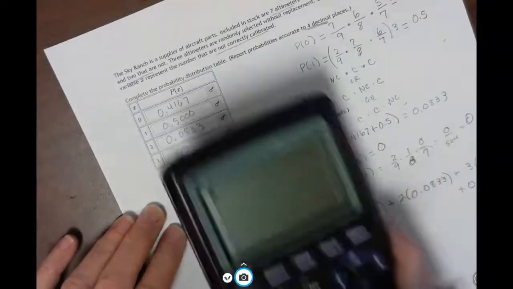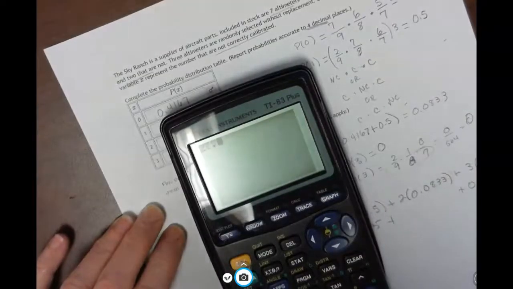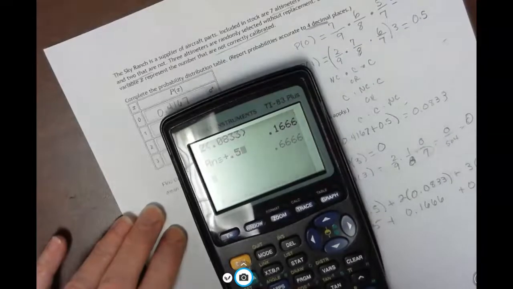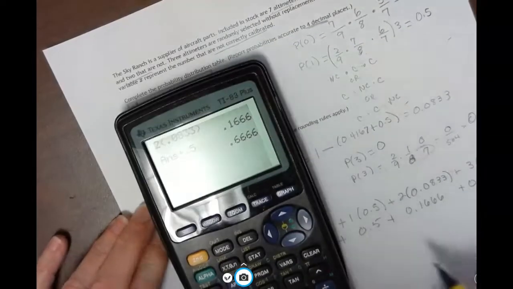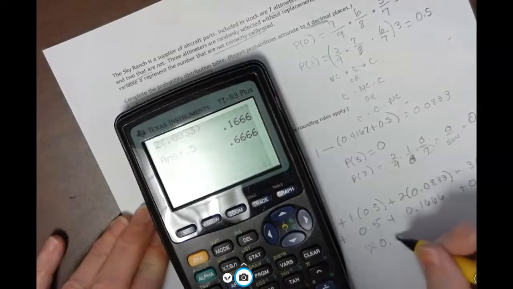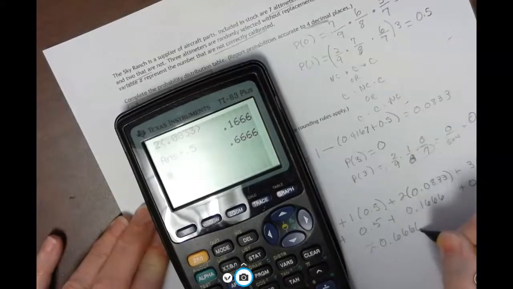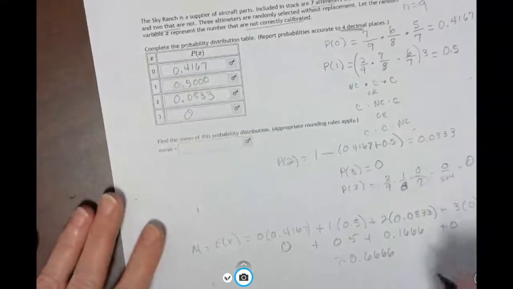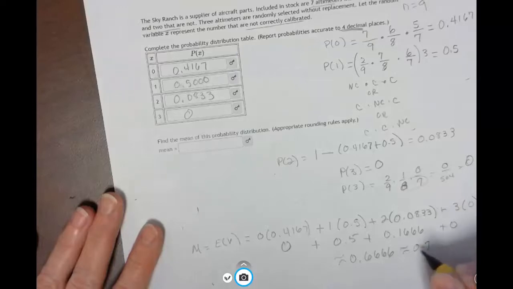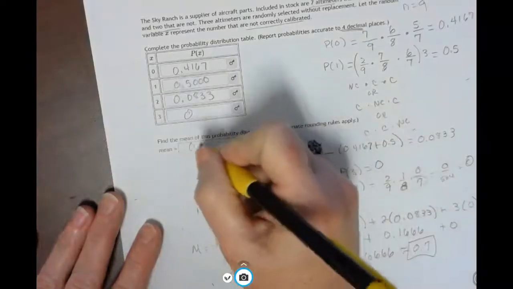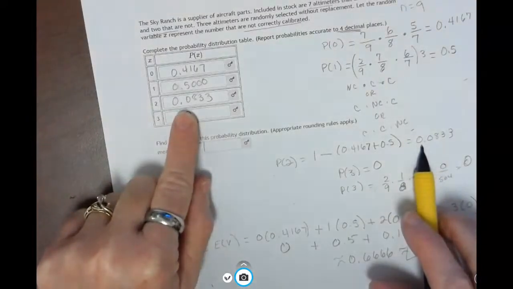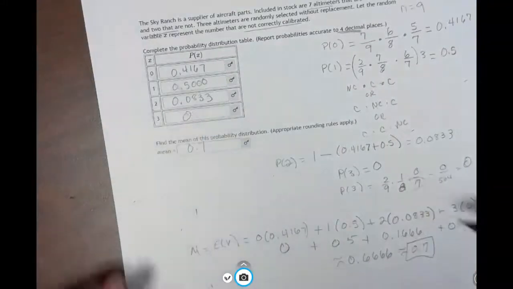So let's try this again. Okay, 2 times 0.0833, and it looks like I get 0.1666 plus 0.5 plus 0.5. So we're looking at approximately 0.6666. It says appropriate rounding rules apply. So that normally is we round to the nearest tenth. So we get 0.7. So again, I apologize. That should have been 0.0833 instead of 0.8333 on that question.